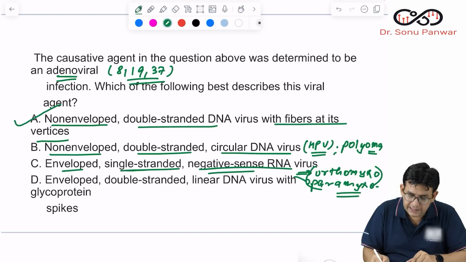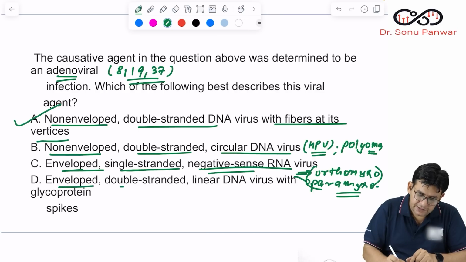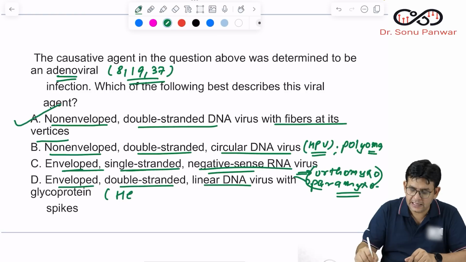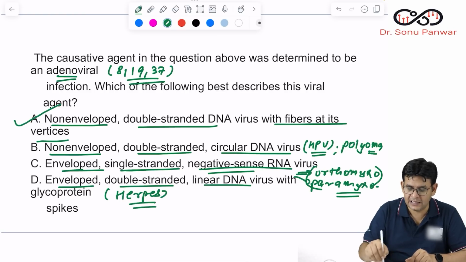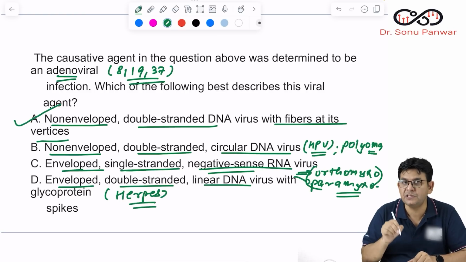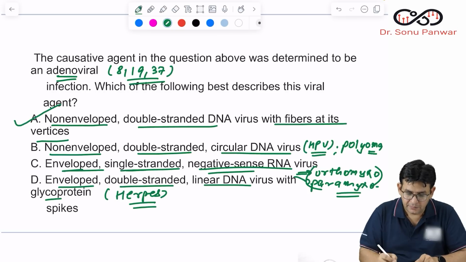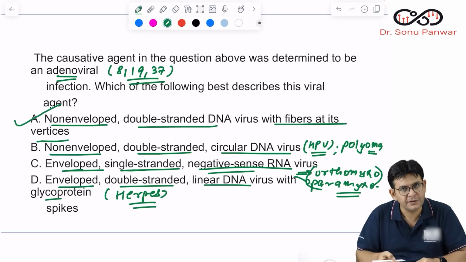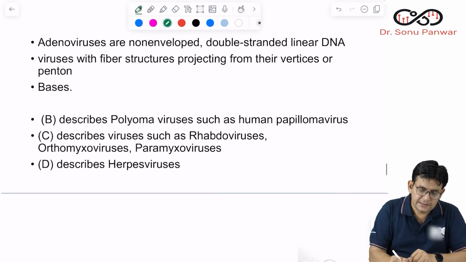Enveloped double-stranded linear, then this particular one is herpes, guys. Linear is there in the herpes. So these types can also give the disease and they can ask up in this fashion. So this question is important. You can remember them with this particular stuff. Is it fine?